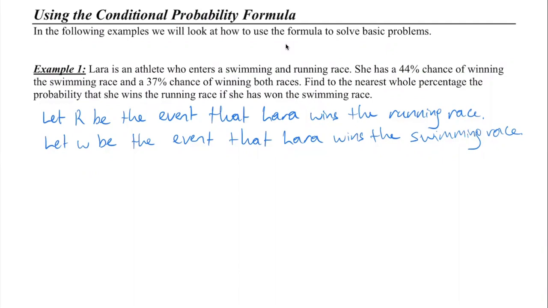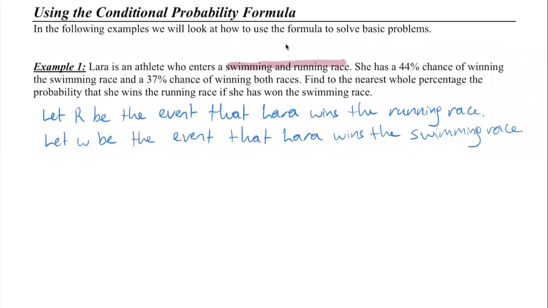Now, Lara is an athlete who enters a swimming and a running race. So we're going to have two events. I've already defined the events below, we'll talk about that in a second. She has a 44% chance of winning the swimming race and a 37% chance of winning both. So that's winning both running and, pay attention to my words there, swimming. Find the nearest whole percentage of probability that she wins the running race if she has won the swimming race. Let's do a little bit of work here to understand what's going on.